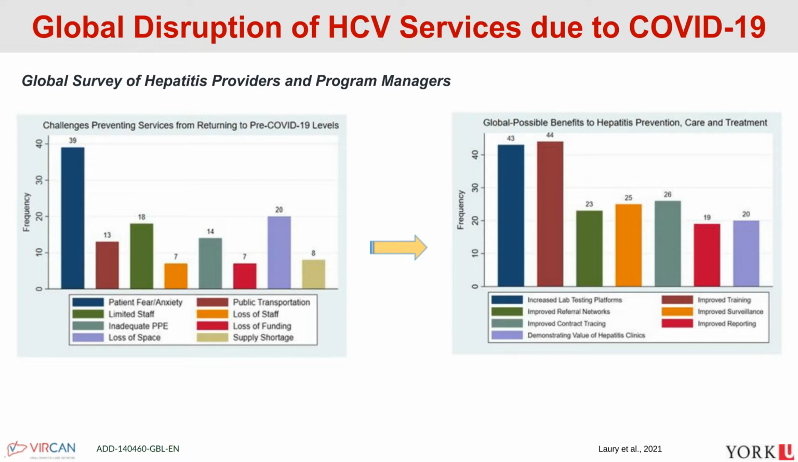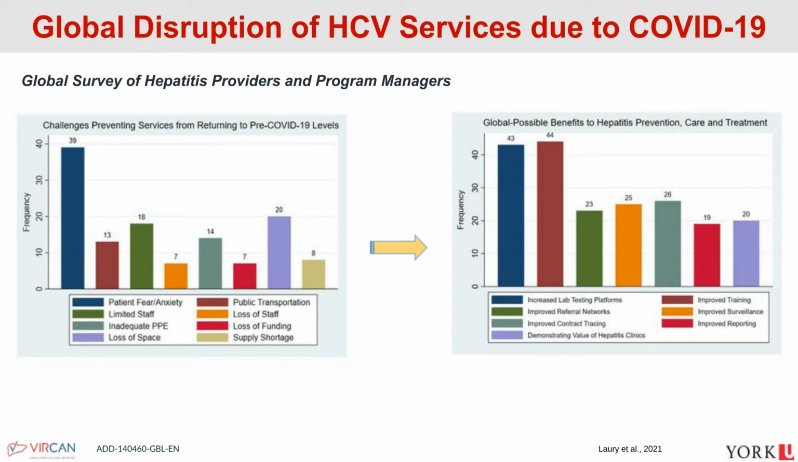This is a really nice study that I just wanted to bring your attention to. It was a global survey among hepatitis providers and program managers to look at the impact to the services delivered for hepatitis C during the pandemic. A lot of the concerns were, of course, at the staff level: loss of staff, limited staff, fear and anxiety among patients, lack of PPE, and supply shortages.